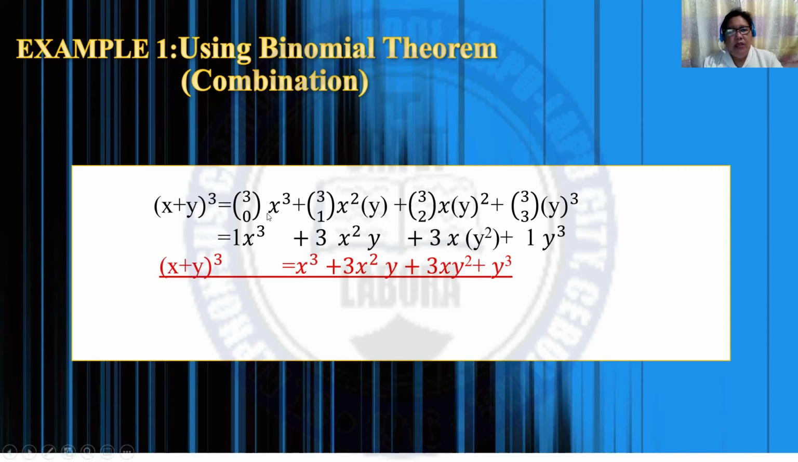So for the first term, you have y raised to 0. Again, there's no need to write y raised to 0 because that is equivalent to 1. Then you start here with y with exponent 1, then y squared, then y cubed.